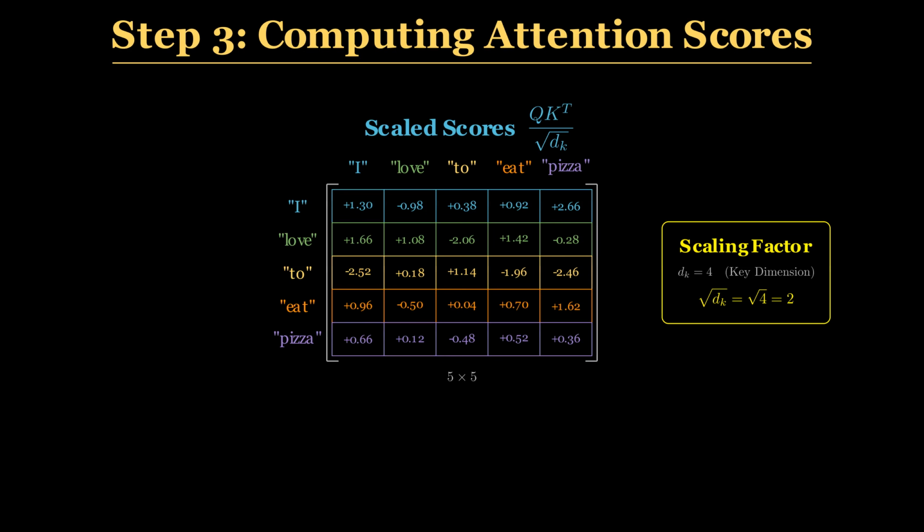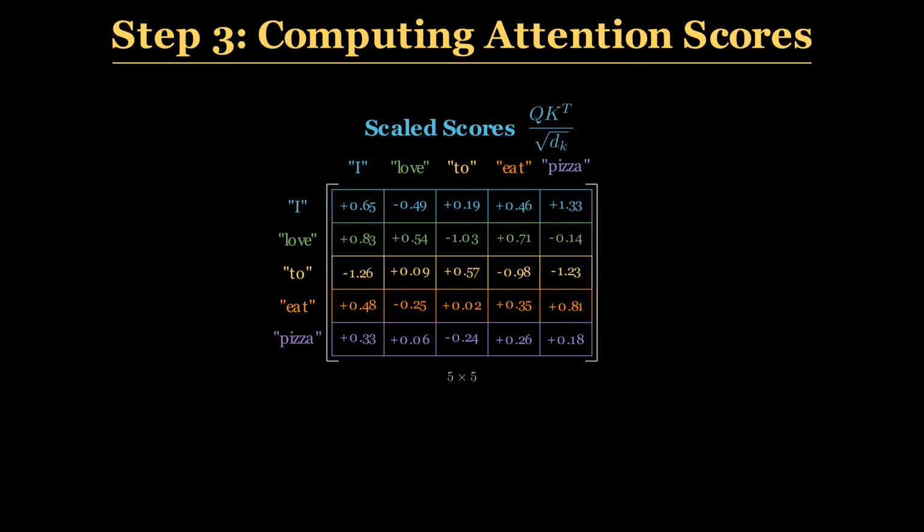Next, we scale these dot products. We divide the attention scores by the square root of the key dimension, dk, which is 4 in our simplified model, meaning we divide every score by 2. Without scaling, large scores would push Softmax into regions where gradients basically vanish.